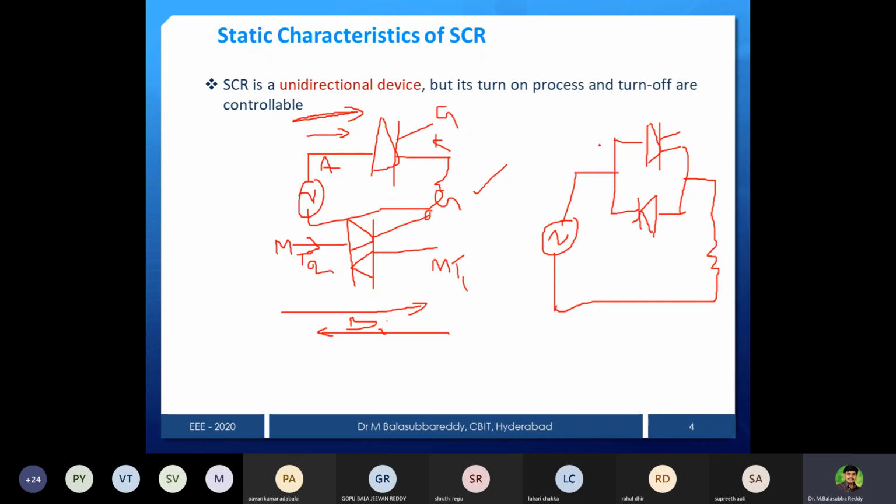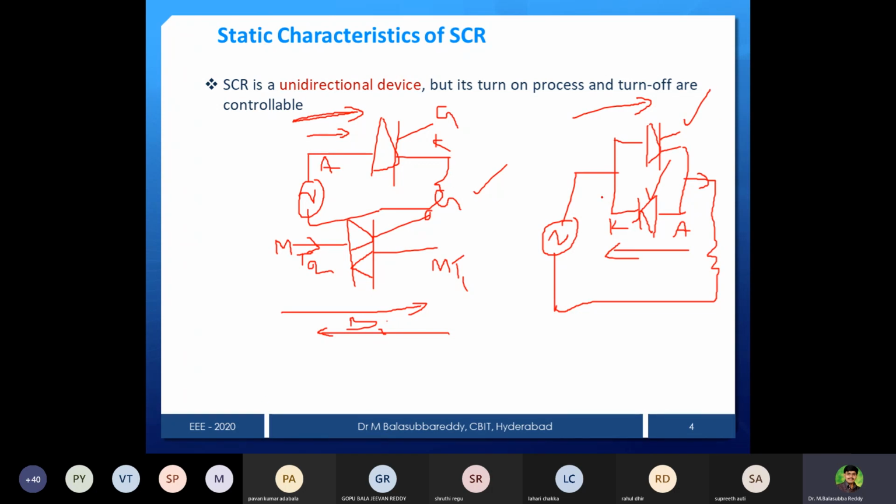Now you can see for the positive half cycle it will be forward biased, and for the negative half cycle the other one is forward biased. It means it is conducting anode to cathode only, but you will get a negative current. The reason is our reference current is like this. When T1 is conducting, it is represented as positive. When T2 is conducting, it is represented as negative. That means it is not conducting from cathode to anode, but only anode to cathode. With reference to the reference direction, I will represent it as a negative current. So that means it is a unidirectional device only.